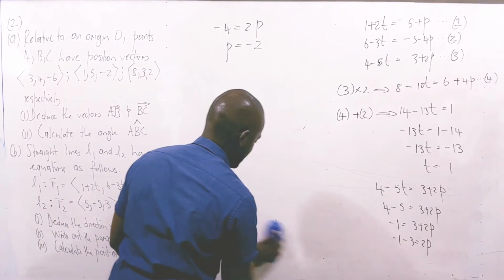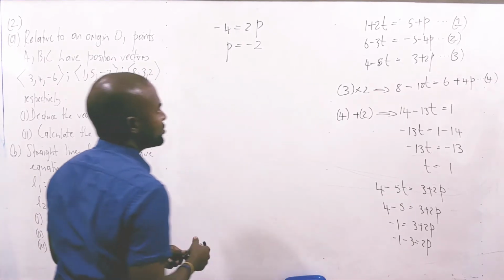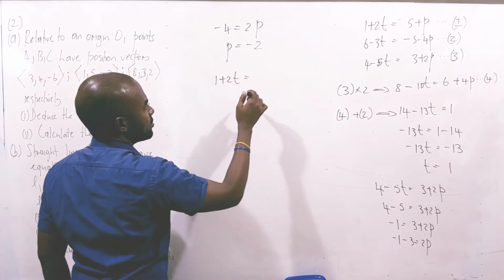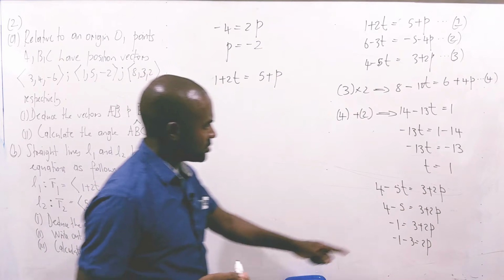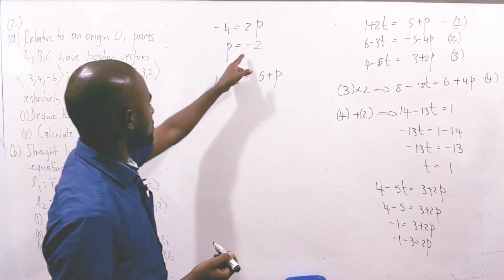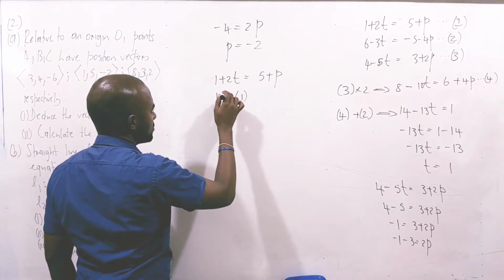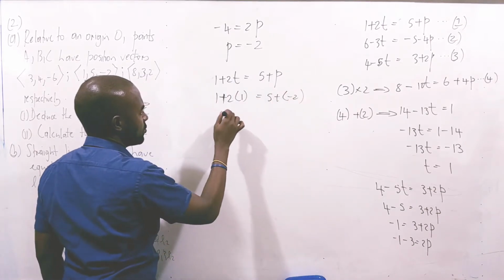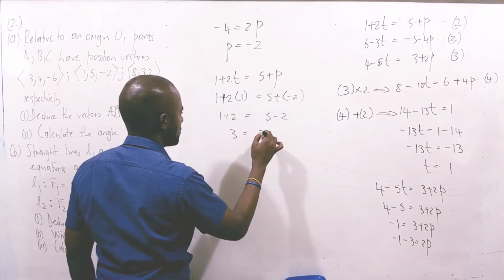Now we must check if they also satisfy equation 1. So according to equation 1, 1 plus 2t is equal to 5 plus p. Substituting t equals 1 and p equals minus 2 gives us 1 plus 2 times 1 is equal to 5 plus minus 2. 1 plus 2 is equal to 5 minus 2. 3 is equal to 3.